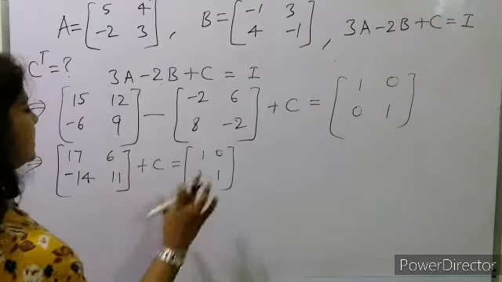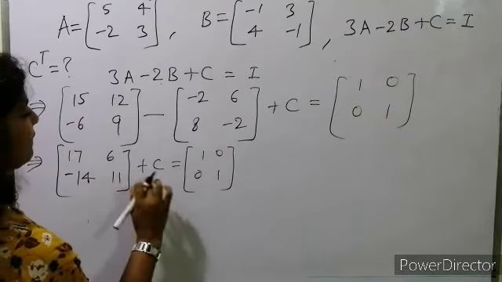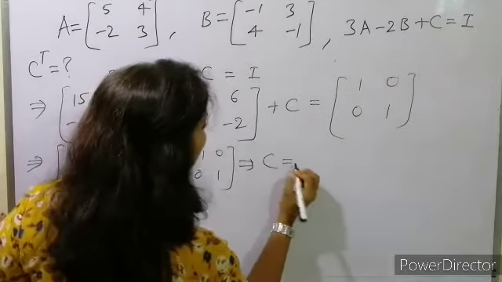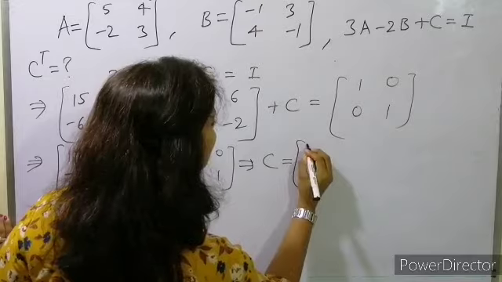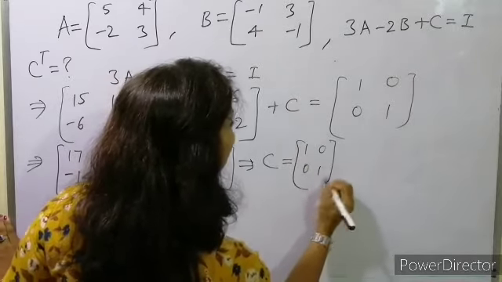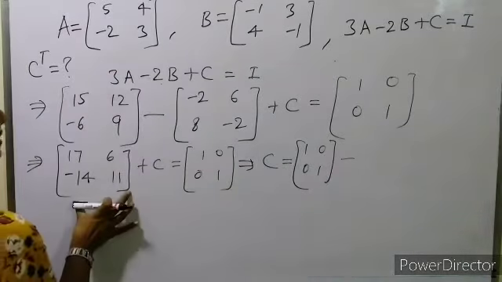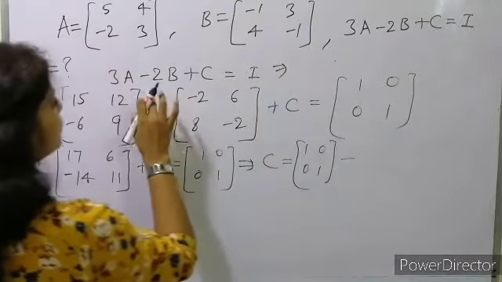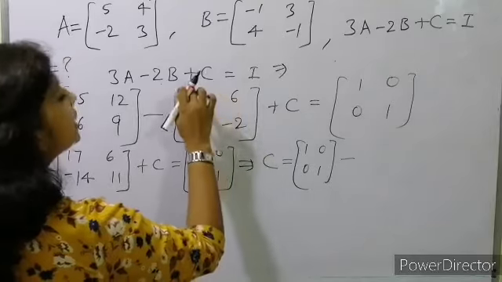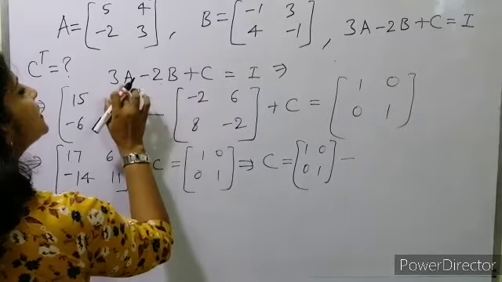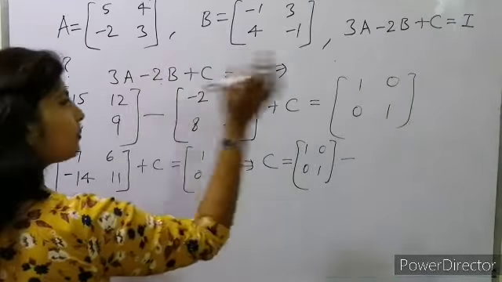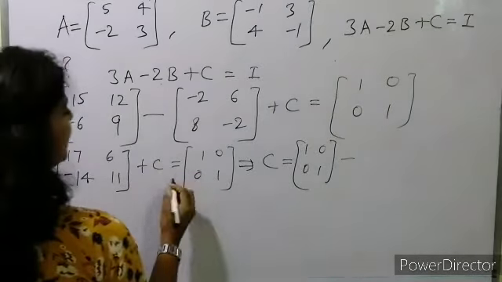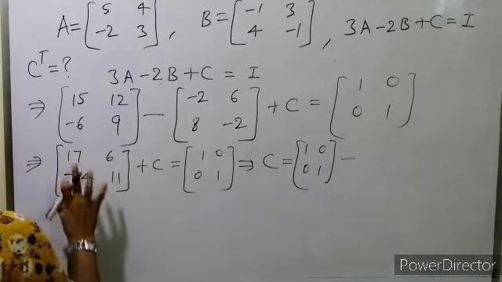Now what we'll do, we will take this over here. So the value of C will be I minus this matrix. So the value of C will be I, 0 1 0 0 1, minus this matrix. In short form, if you want to see, C will be equal to I minus 3A plus 2B, right? So directly we are doing it here. So C will be equal to 1 0 0 1 minus this matrix.